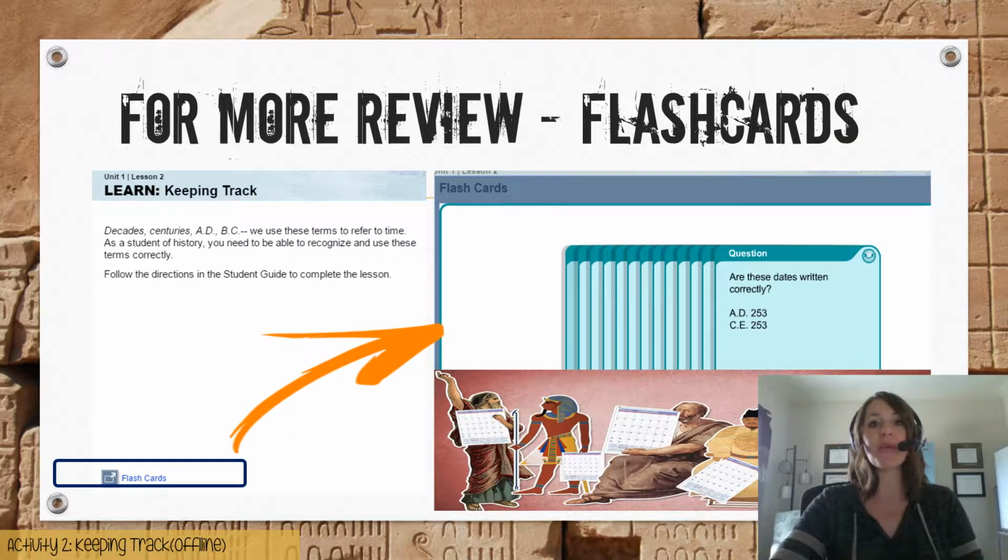You can also go through review in your online school, so make sure that you take a look at those flashcards. They really help you in understanding how the dates should be written, which ones are written correctly, and how to name centuries. A great resource for you are the flashcards. Make sure that you do that before you come to class as well, and you'll be a pro.